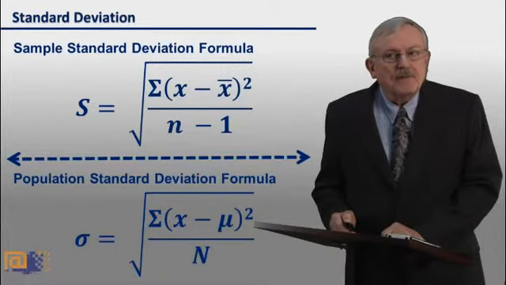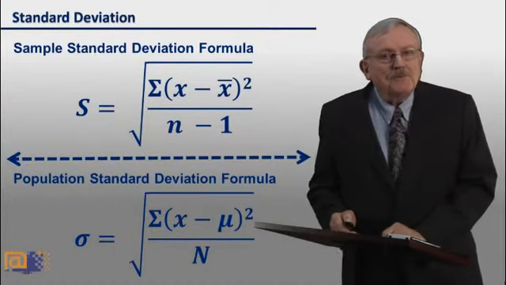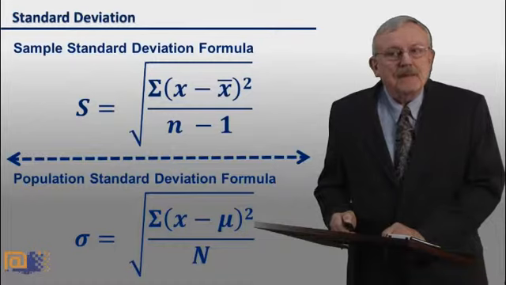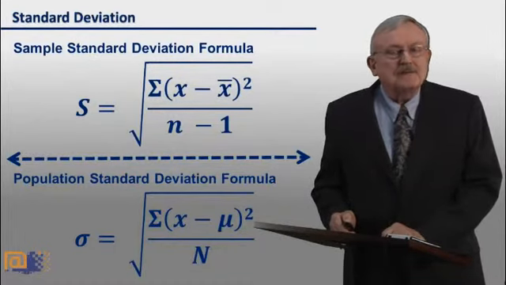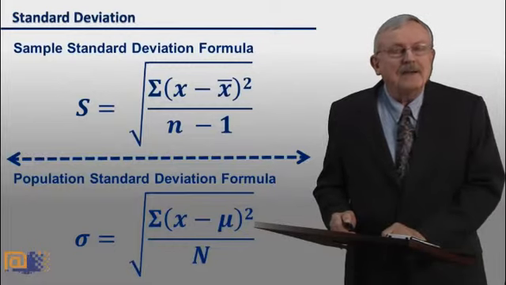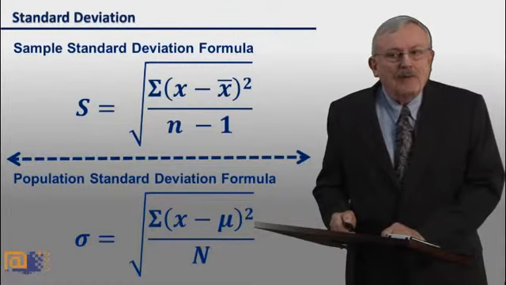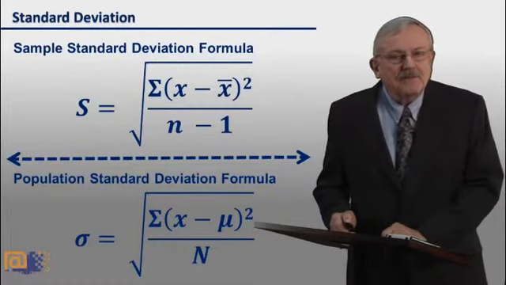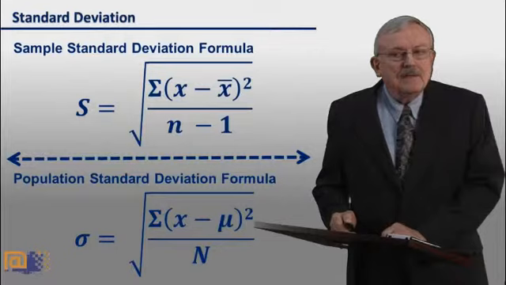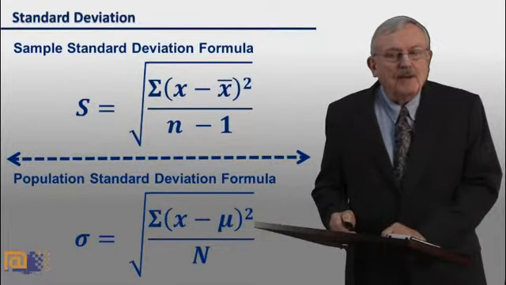In terms of the formula, on the top of the slide you see the formula for calculating a sample standard deviation. s is the square root of the sum of (x minus x bar) quantity squared divided by n minus 1, the sample size minus 1. Whereas for the population standard deviation, sigma is the square root of the sum of (x minus mu) quantity squared divided by uppercase N.